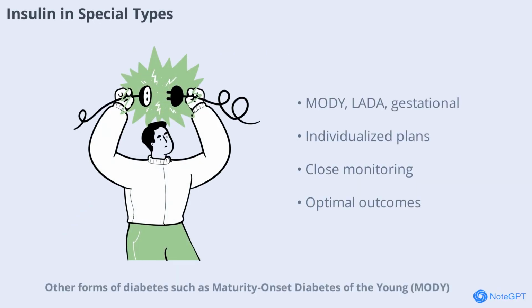Other forms of diabetes, such as maturity-onset diabetes of the young (MODY), latent autoimmune diabetes in adults (LADA), and gestational diabetes, may also require insulin therapy. The choice and timing of insulin depend on the specific type and patient needs. Close monitoring and individualized plans are key to optimal outcomes.